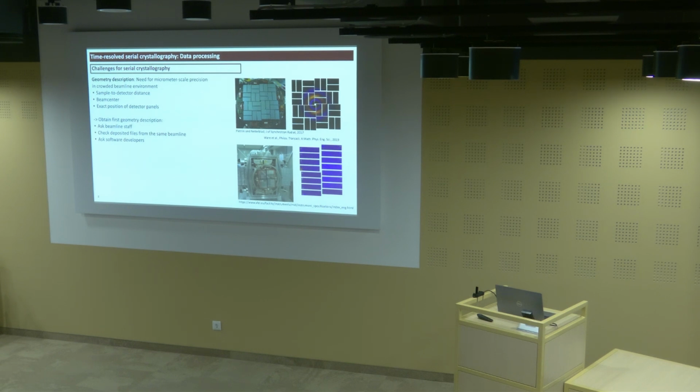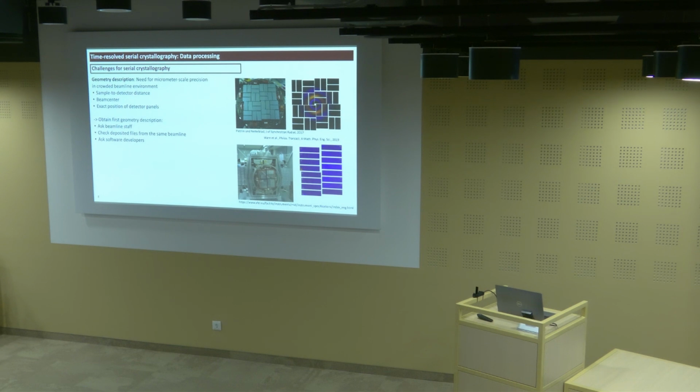So just a little tip if you want to start data processing: you can try to make this geometry description from scratch, but that's very hard. So you better ask your beamline staff for a geometry file. If you cannot obtain it in this way, you can check for deposited files from the same beamline, or you can ask software developers. They're mainly also up to date about which detector is used at which beamline.